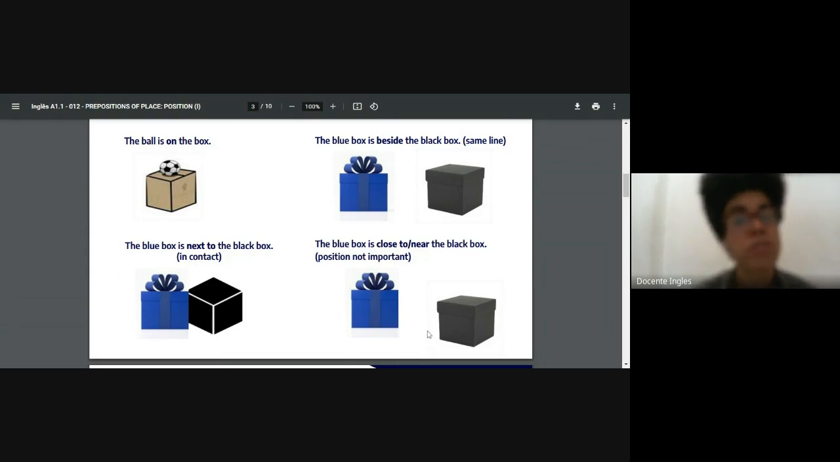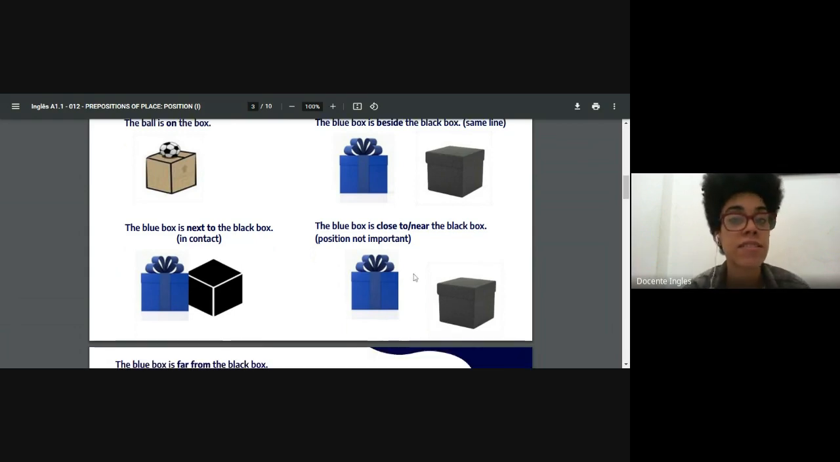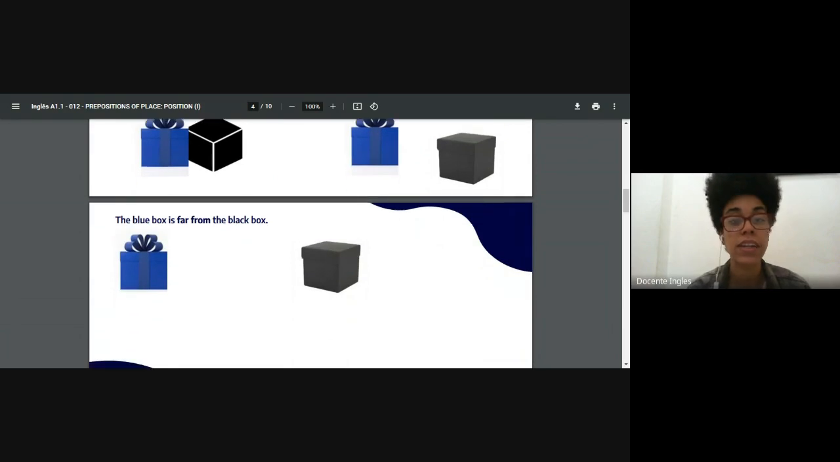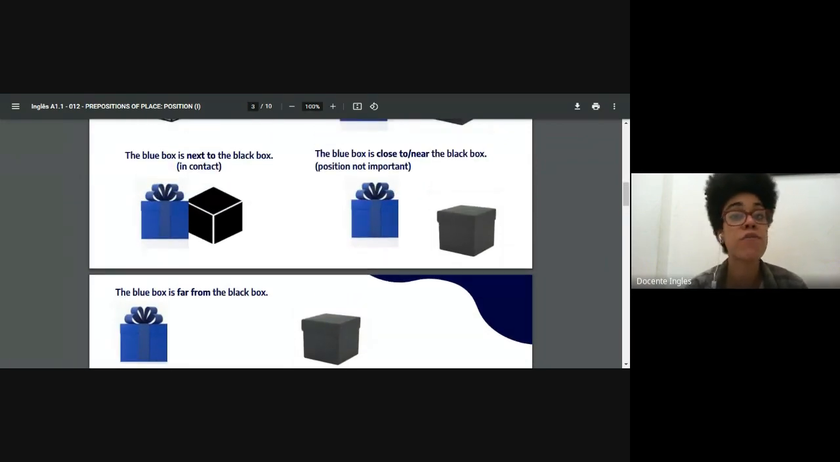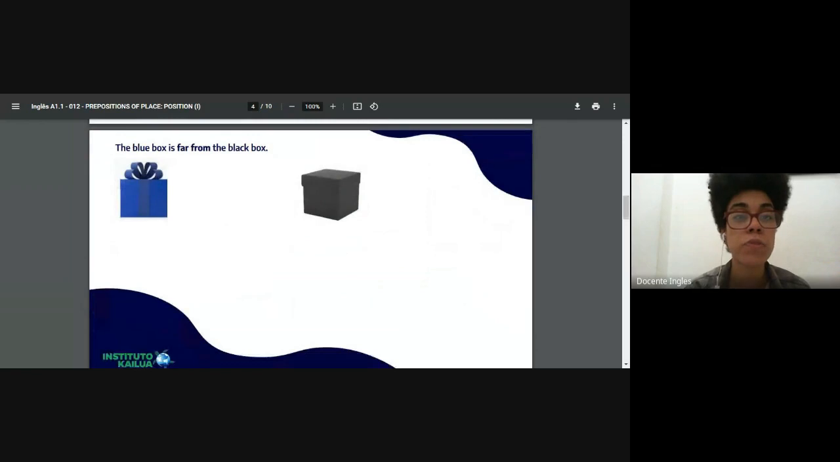The blue box is close to or near the black box. Position not important. It's not important if they are in the same line. Close to and near, they have the same meaning. They can be used in the same situations. So, as we have a few opposites, you're going to notice that if we have close to and near, the opposite of that would be the blue box is far from the black box. Do you see the distance? Yes, that's the most important right now.